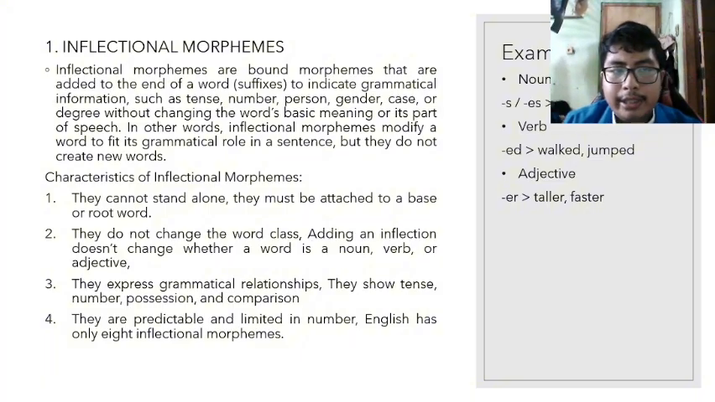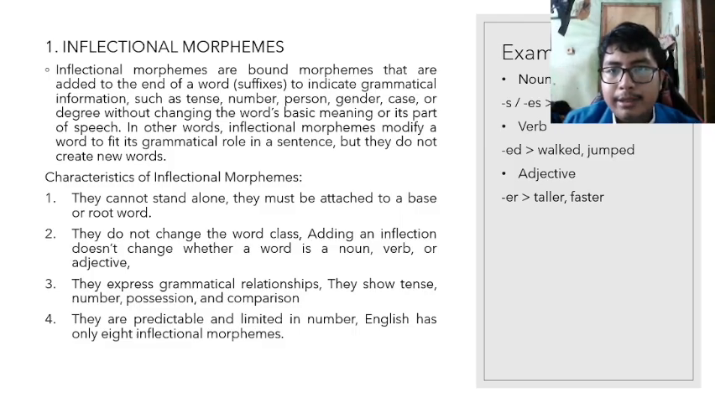For the third, they express grammatical relationships. They show tense, number, position, and comparison. And for the fourth, they are predictable and limited in number. English has only 8 inflectional morphemes.